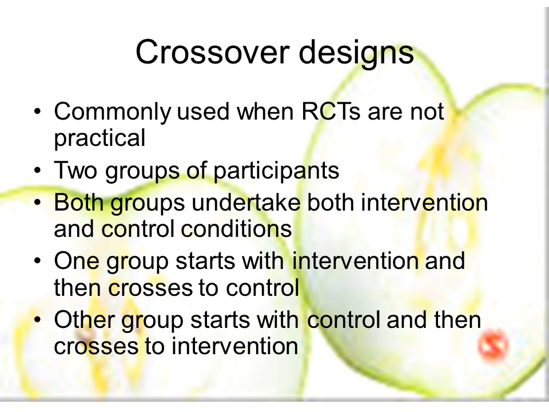Another design that is used is called a crossover design, and it's commonly used when randomized controlled trials are not practical. It usually involves 2 groups of participants. Both groups undertake the same intervention and the same control conditions. One group starts with the intervention and then crosses over to control. One group starts with control and then crosses over to intervention. The next slide or two is from our textbook on pages 456 and 457, showing how the individuals would move from one group to another group.